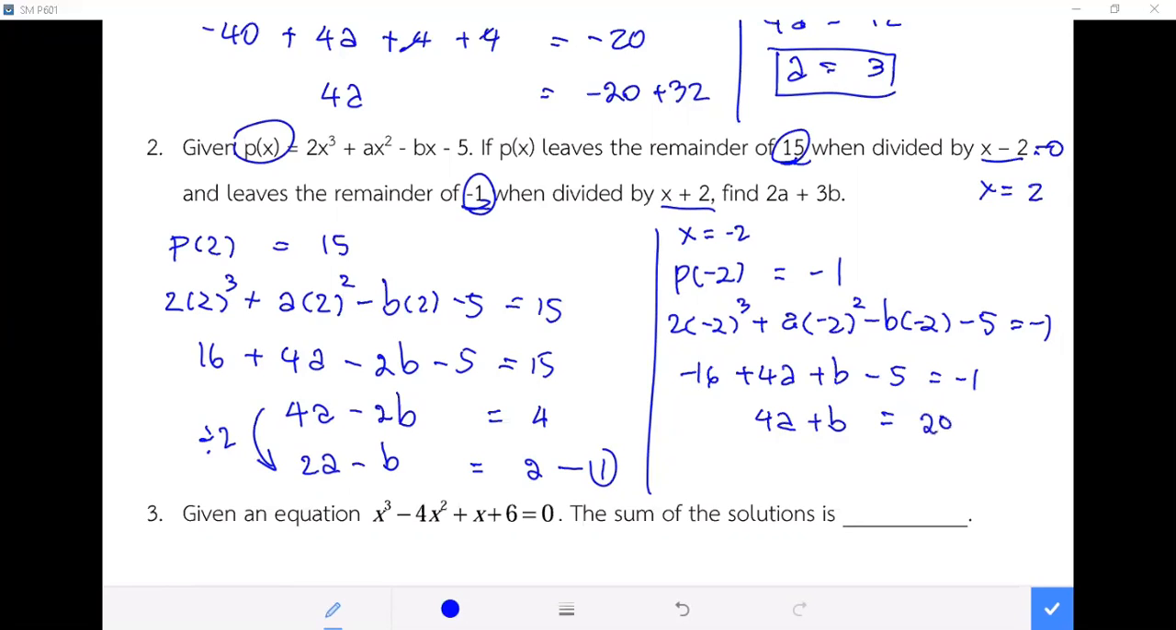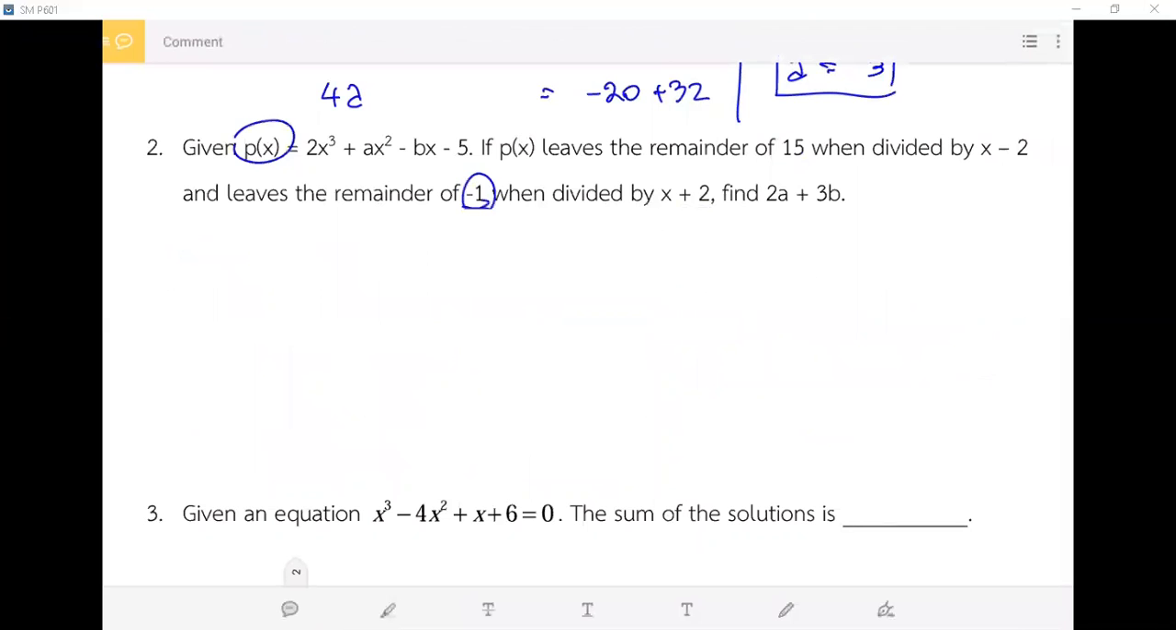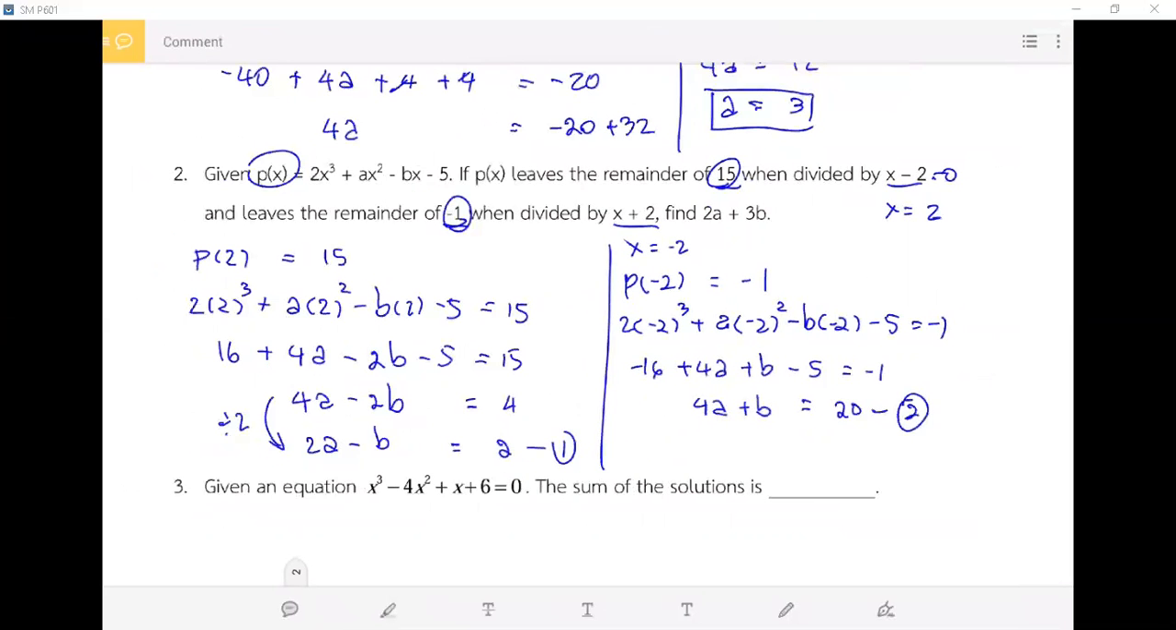Okay, so you should have like 20. Now you have 2 equations: 2a minus b is 2 and 4a plus b is 20. Then you just solve the system of equations, and you can get the answer.